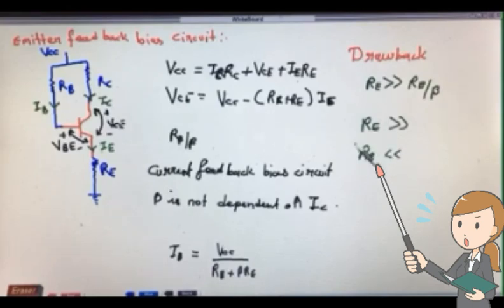In this case a separate DC supply has to be used in the base circuit, which is not practical. Now RE should be much greater than RB upon beta. So that's why we use a high value resistance RE and a small value of resistance at base RB, and the DC supply should be individual to the base, which is not achieved in practice. This is the drawback of this circuit.